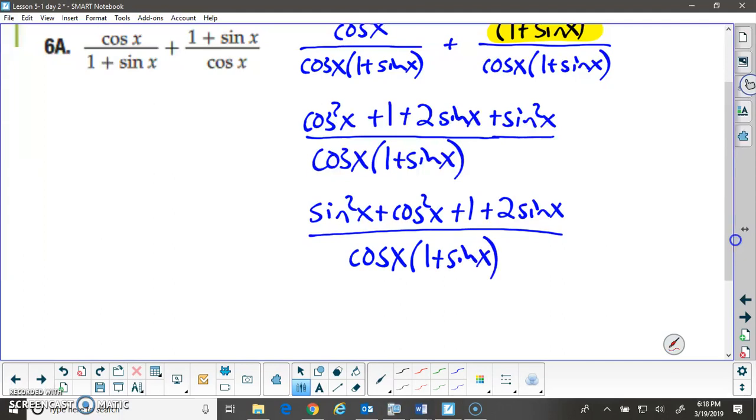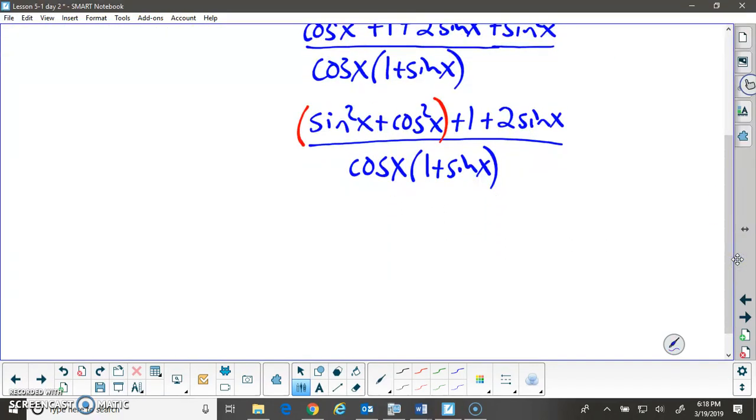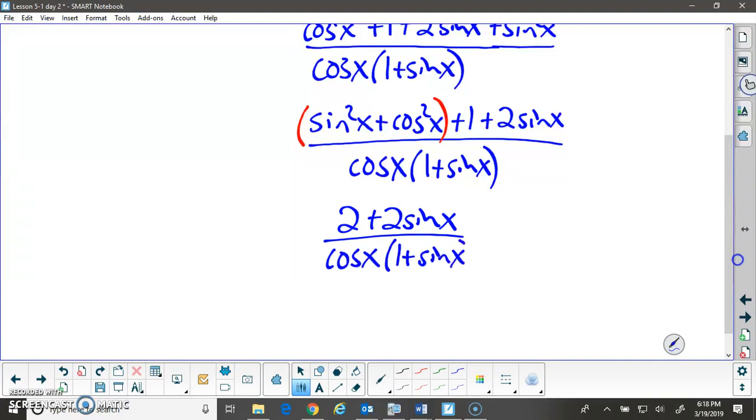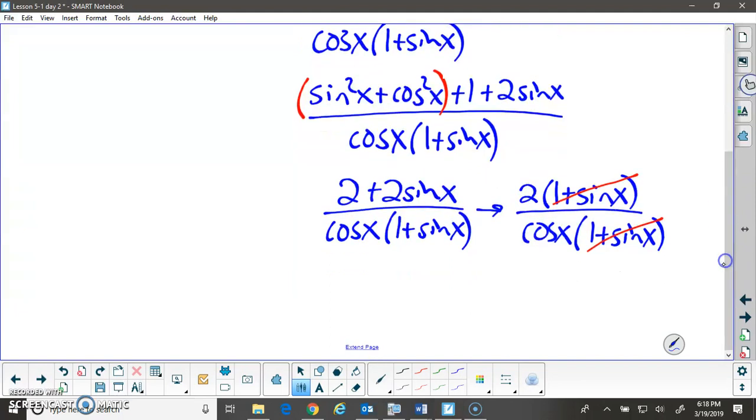I can now take this and change that into 1. If I change that into 1, because that's a Pythagorean identity, I get 1 plus 1, or 2 plus 2 sine of x, all divided by my LCD. And now I can take that numerator, factor a 2 out, it leaves me with a 1 plus sine of x, and now I can do some canceling. Hopefully you can see that you can cancel the 1 plus sine of x. And so it leaves me with 2 over cosine, and 2 over cosine simplifies into 2 secant of x.